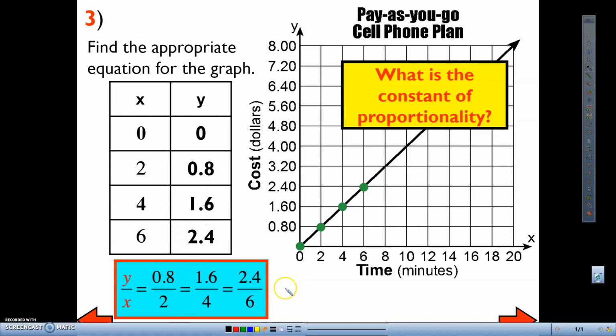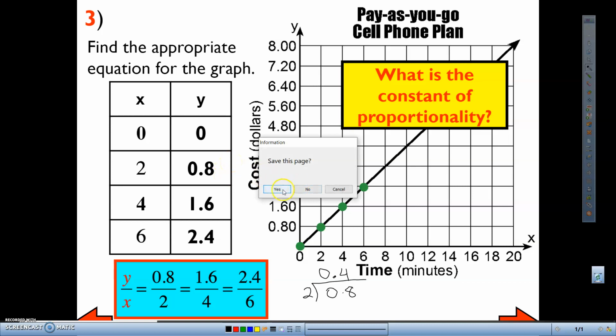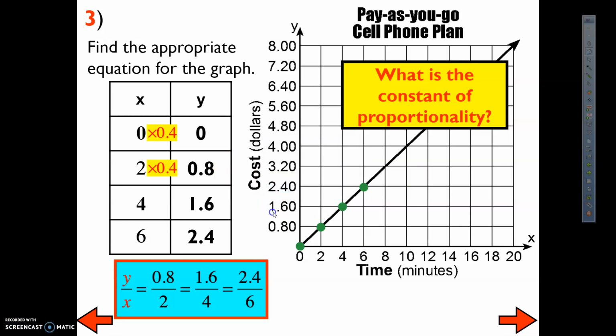Now, I am going to write on the screen for this one because this one won't show it. But 0.8 over 2, if I take 0.8 and divide it by 2, I would get 0.4, because 2 goes into 8 4 times. So they don't show this on the PowerPoint, but that's how they're getting 0.4, which means that's what they multiplied all of the x's by. So that's how they're getting this 0.4 number.